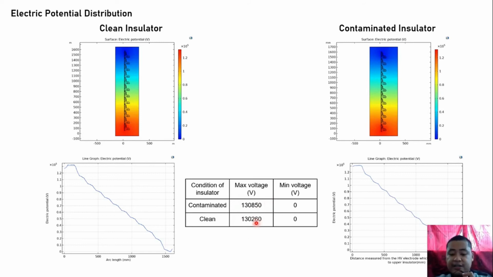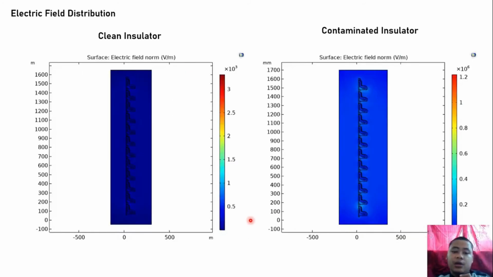If we see the maximum voltage of the contaminated insulator, it is much higher than a clean insulator. And as you can see, in the electric field distribution, the clean insulator's equipotential lines are much narrower, like a single insulator, but for the contaminated, we can see that the equipotential lines are much more decreased. As you can see, the color grading is slightly different from the clean insulator.